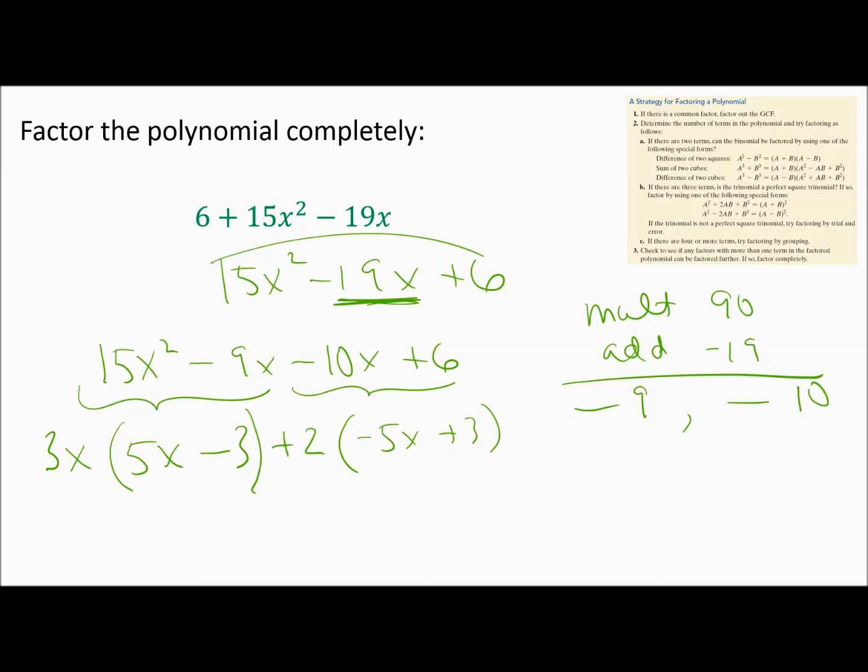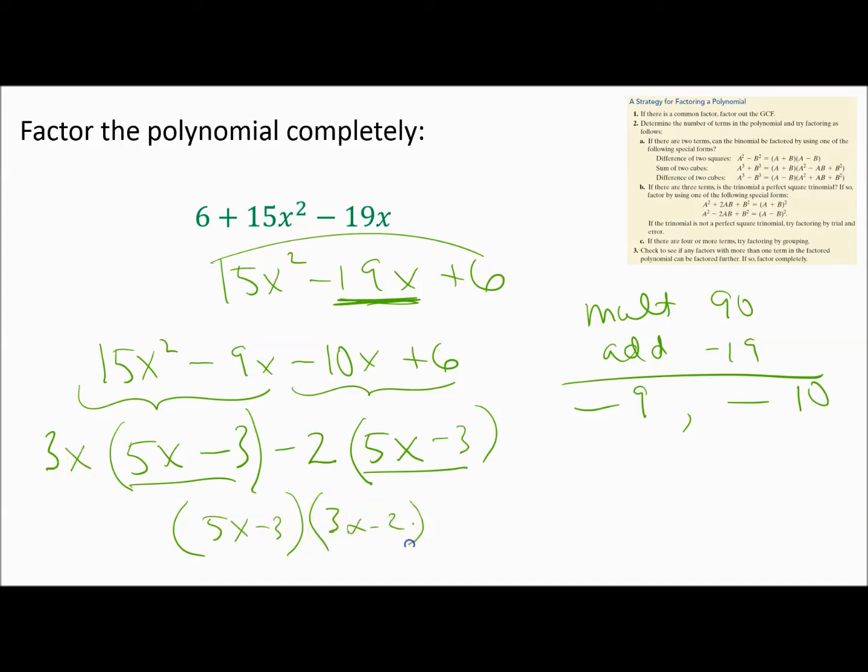So instead, I'm going to erase this entirely, because we didn't do it right. Instead, I'm going to pull out, or factor out, a negative 2. Now, if I factor out a negative 2, negative 10 divided by negative 2 is positive 5. The x is still there. Positive 6 divided by negative 2 is a minus 3. Now they match, and when they match, you write down the factor that matches only once times what's out front, 3x minus 2. And that is completely factored.